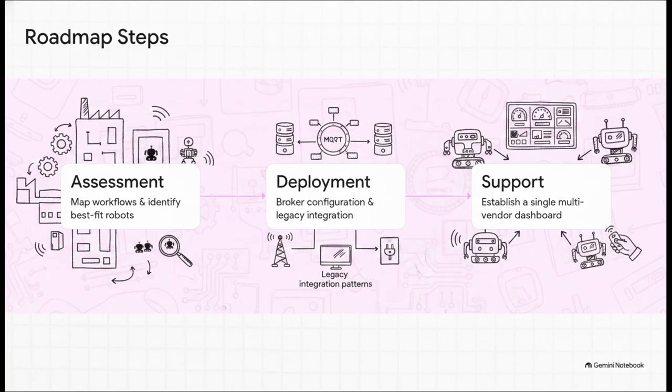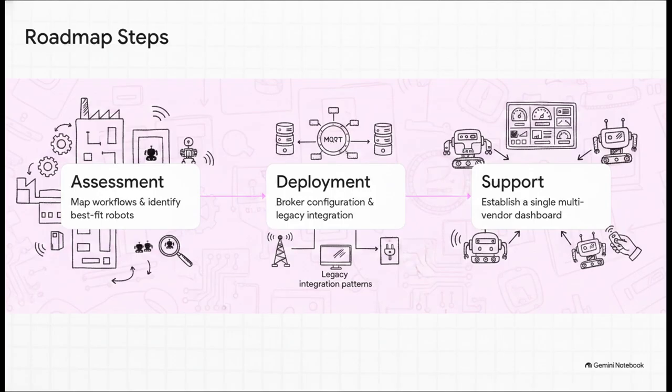And finally, Step 5, your concrete integration roadmap, rolling it out. So, armed with all this knowledge about fact sheets, traffic deadlocks, and architecture, let's build a concrete roadmap for your facility. Let's be real, achieving true interoperability is not just a simple plug-and-play software update. Step 1 is a rigorous site assessment. You have to map out your workflows and find the absolute best fit robots for the job. Step 2 is the turnkey deployment, where you configure your broker and actually integrate that legacy system. And the final step? Unified fleet support. You bring all that complex data into a single, multi-vendor dashboard so you can control any robot, regardless of the brand, from one screen.